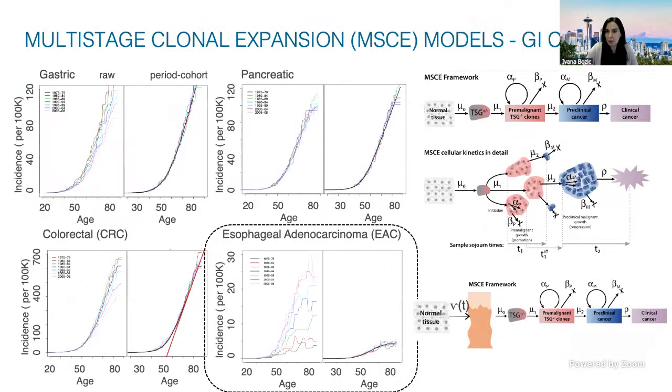Could I just ask you for esophageal cancer, what is on the left and what is on the right? Sorry, so the left-hand side is the raw crude incidence for these years. And then you can use age-period-cohort modeling for adjusting for those calendar year trends to get the underlying sort of age effect.